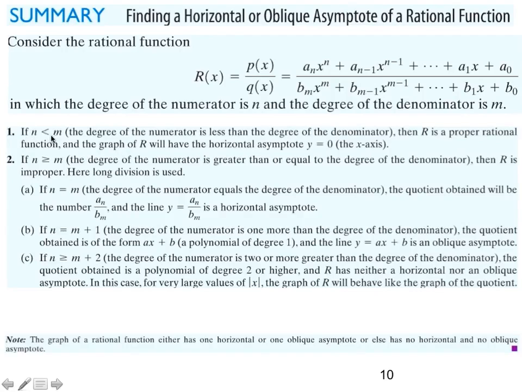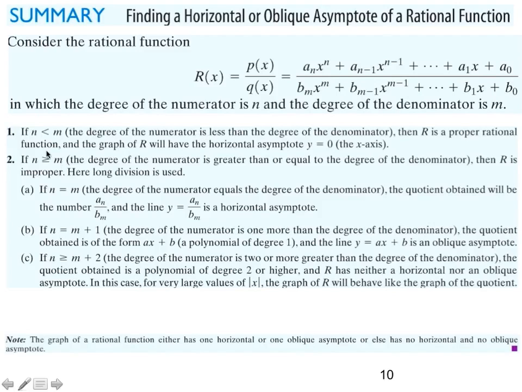So if n is less than m, which means the degree of the numerator is less than the degree of the denominator, then r is said to be a proper rational function. And the graph is going to just have a horizontal asymptote, which is the line y = 0, which would just be your x-axis. So that's kind of your nicest case. So if the degree of the numerator is less than the degree of the denominator, then it's just y = 0. Now, if the degree of the numerator is greater than or equal to the degree of the denominator, then r is considered improper. So we have to use some kind of information here.